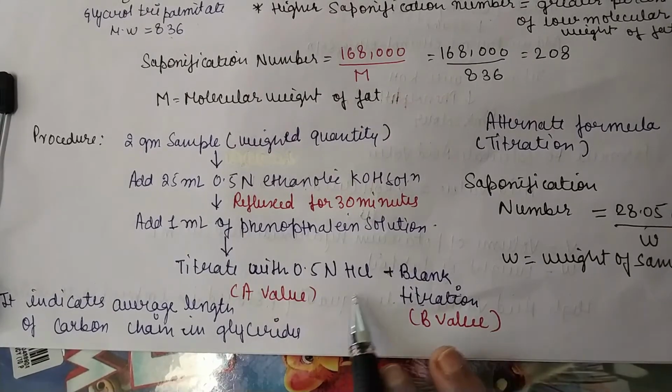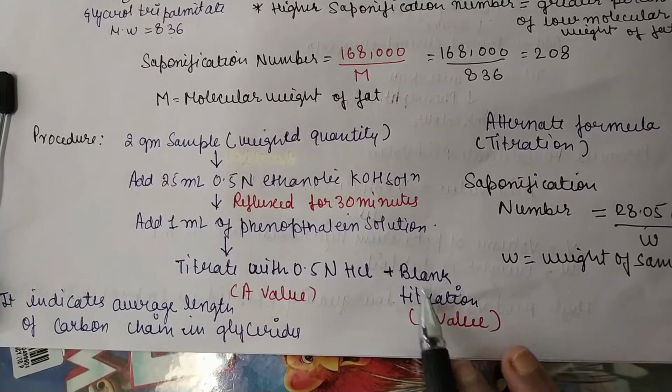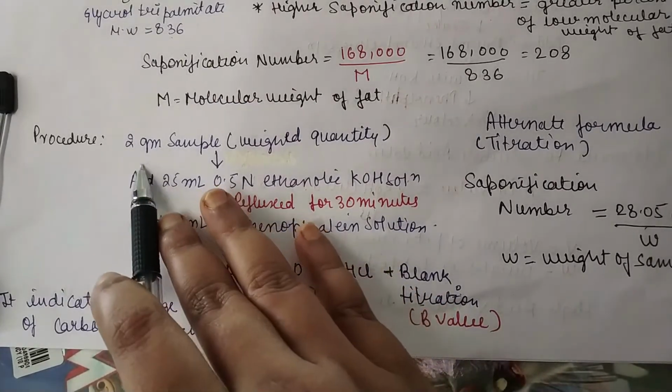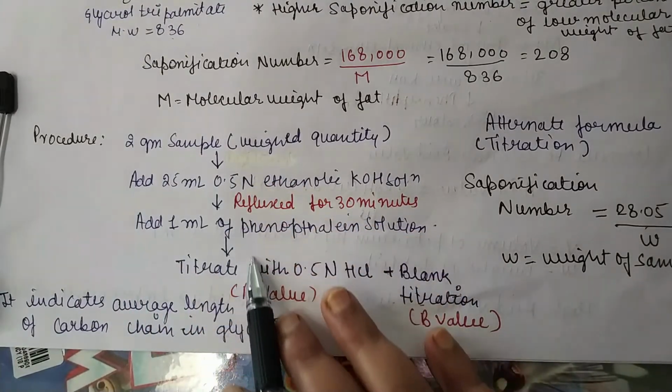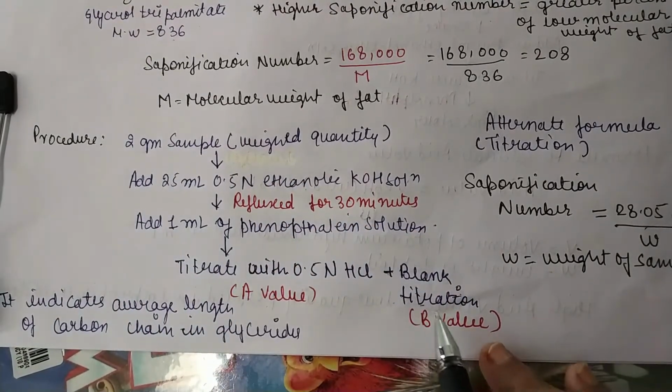Apart from that, a blank titration is performed. In blank titration, generally the sample is not there, and the remaining procedure is the same. So it gives the value V.